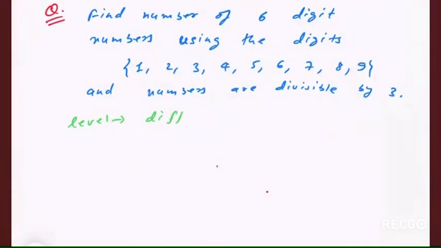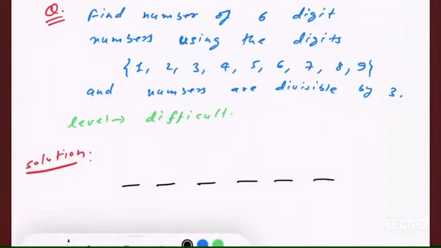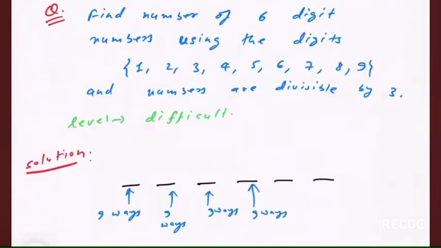In fact, the level of this question is difficult. Indeed, the question is difficult for the reason that is very obvious from the solution. Let us see the solution. Let us say we have six places to be filled out of those 9 digits, and since the question did not say that we do not have to use repetition, we can use repetition. So the first place can be filled in 9 ways, second 9 ways, third 9 ways, and similarly fourth and fifth also in 9 ways.